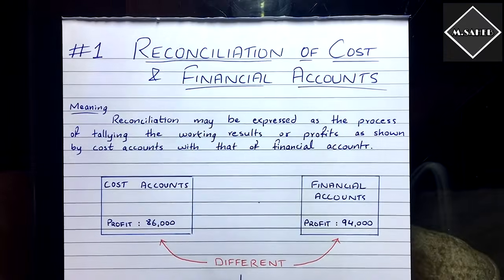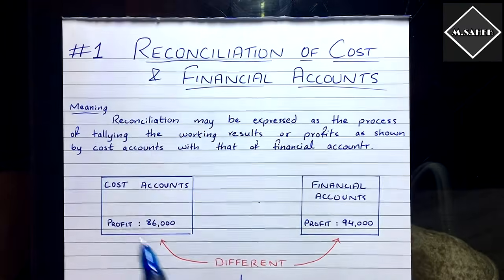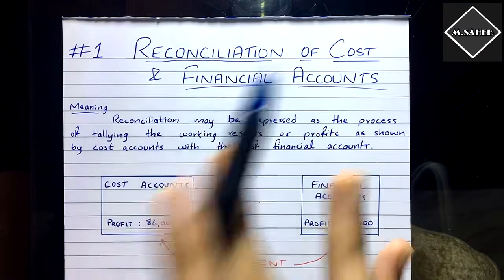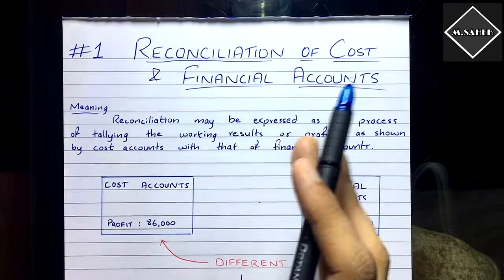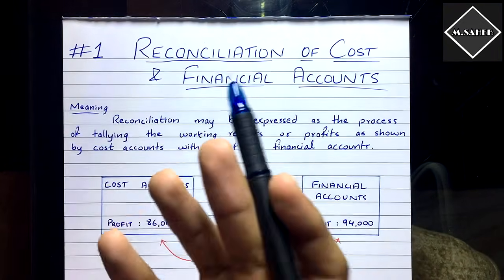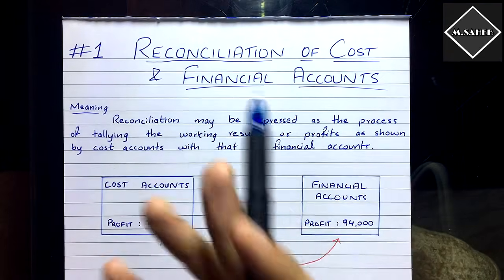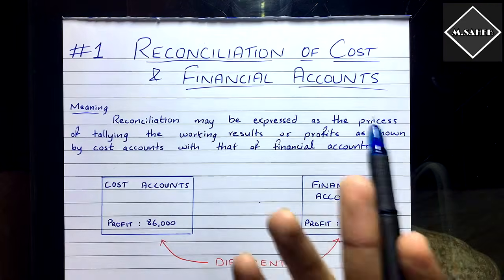Hi everyone, in this video we are going to start this new chapter of cost accounting, that is reconciliation of cost and financial accounts. Now this is a very simple and easy topic, okay, reconciliation. You can easily solve these reconciliation problems, because you just have to add some things and subtract some things, right? That's all you have to do and you will easily get the marks, isn't it?